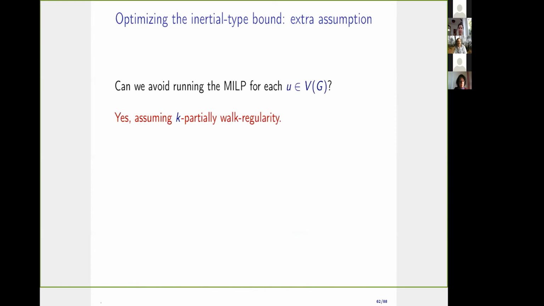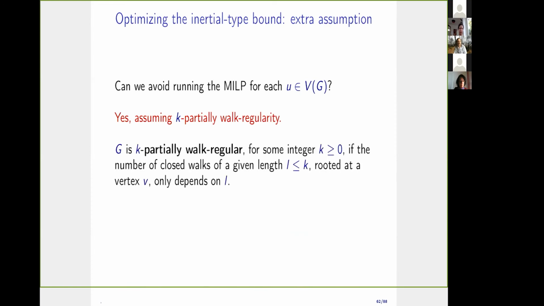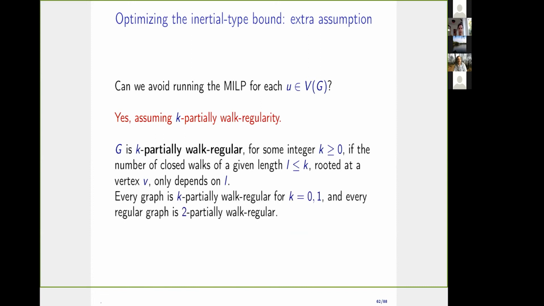You can do it by assuming that the graph is k-partially walk regular. So if you know what a walk regular graph is, partially walk regular is not so surprising. It means that the number of closed walks of a given length L, smaller or equal than k, only depends on this L, on the length, okay? So up to k, we have walk regularity, up to length k. So in particular, every graph is k-partially walk regular when k is 0 or 1. And for k equal to 2, you just have a regular graph. Regular graphs are 2-partially walk regular.